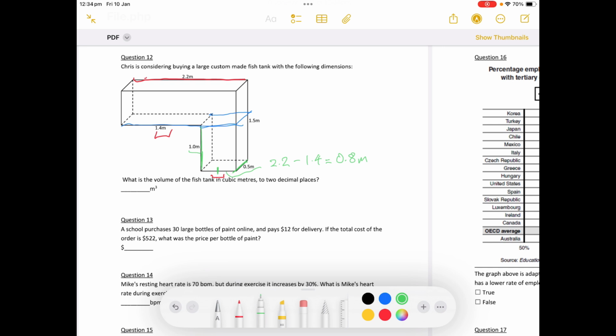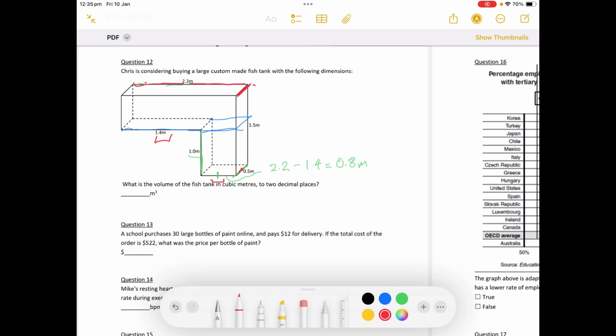Do I need any other information? Yes, I do. For the top rectangle, to work out the volume, what do I need? I've got that side in red already. Now do I have this side? Yes, I do, because it's the same as this one. So this is also 0.5. All I need now is how much this bit is.